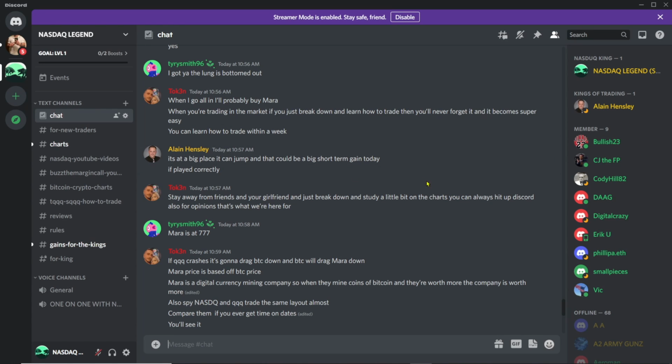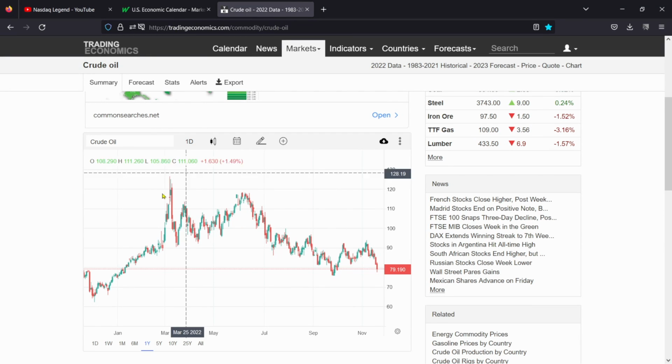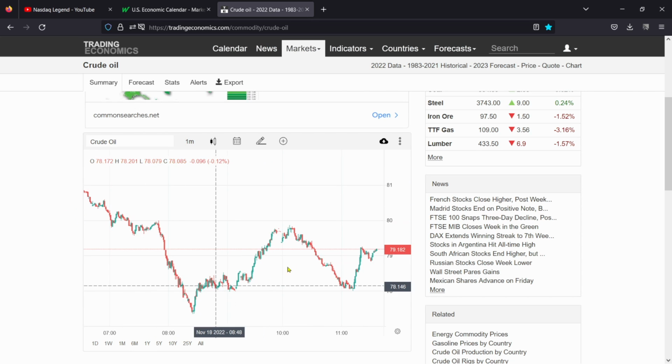Now, when you do this, you need to have a couple things bookmarked. You need to go to Trading Economics and have crude oil. I highly suggest this website for your phone when you're at work and you can't be on your laptop. It shows crude oil down to the 1 minute. Super, super highly suggest this.